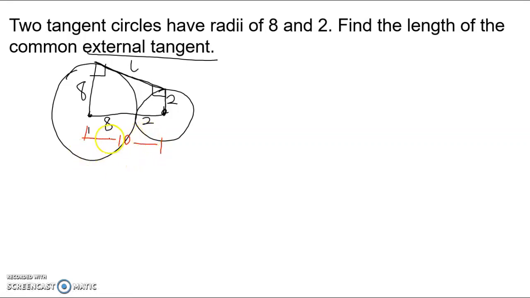So that length is going to be 10. Okay, what does that look like? It looks like a parallelogram. Looks like a trapezoid, because the two radii will be parallel to each other. Okay, and it's proportional too.